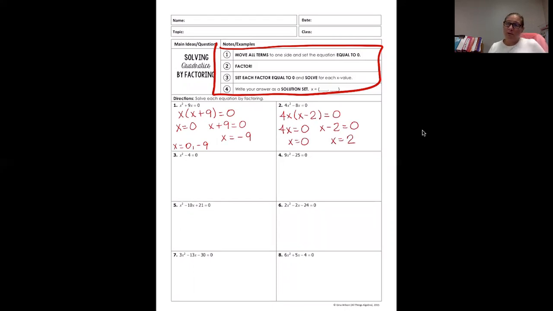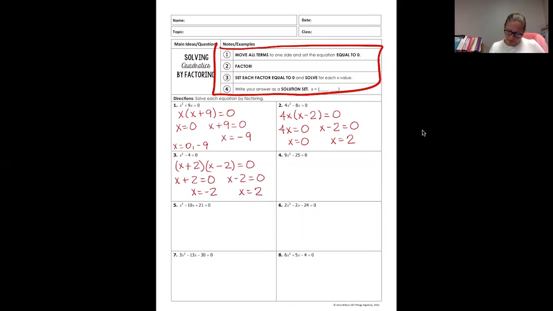Taking a look at problem number 3, we have two terms, subtraction in the middle. Both terms are perfect squares, so we do difference of squares. Two sets of parentheses, one with a plus, one with a minus. Square root of the first, square root of the last. Set each factor equal to 0. And x equals negative 2 and positive 2.